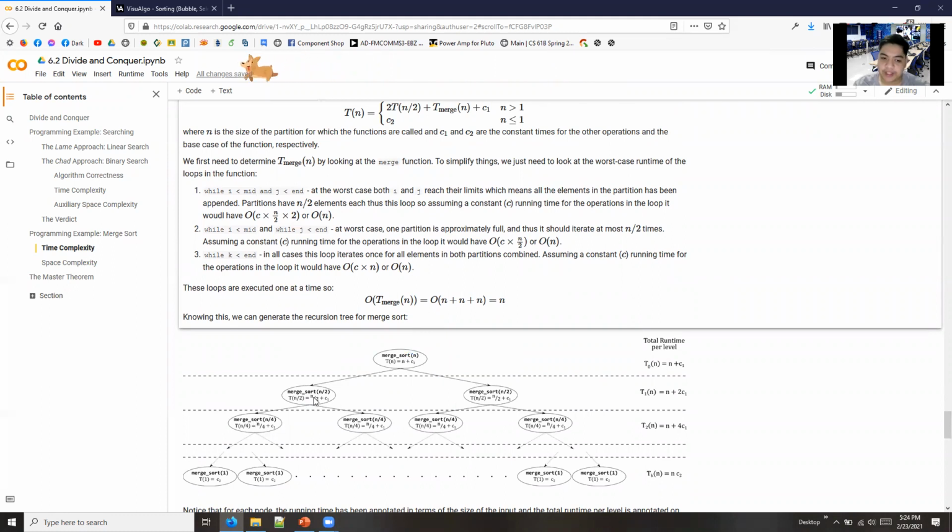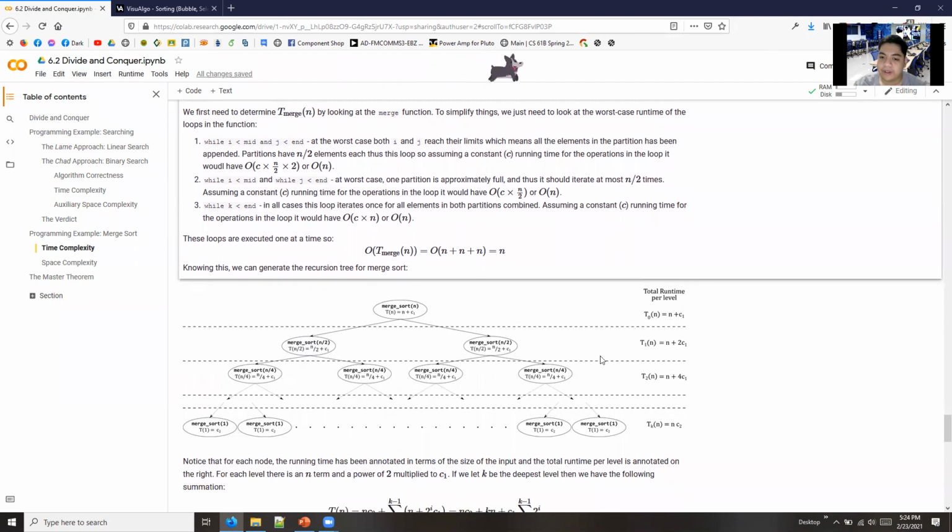And then the recursive call for this function will be here in this next level, which is T of n over 2. The time it takes for us to accomplish T of n over 2 is n over 2 plus some constant plus the recursive call at the next level. You'll notice here that for each level, the sum of n terms always results to n, because here we have 2 n over 2 terms, here we have 4 n over 4 terms.